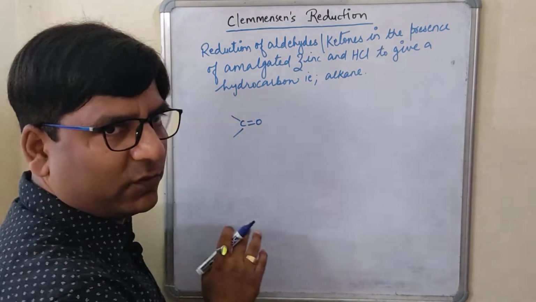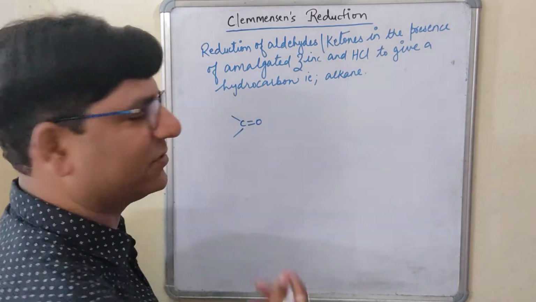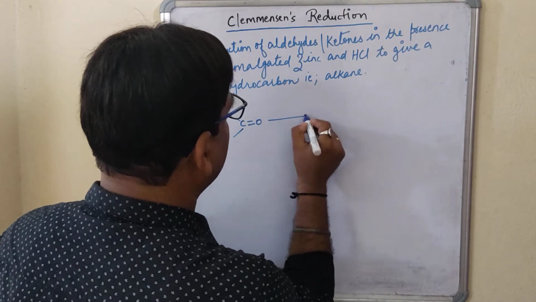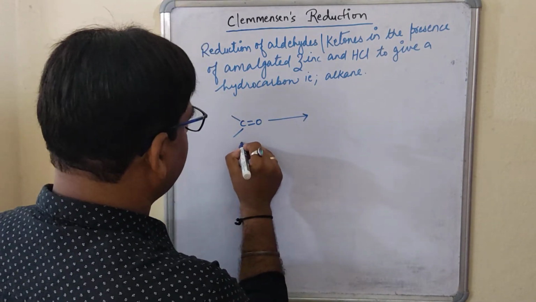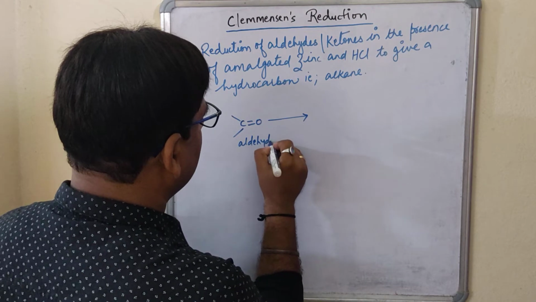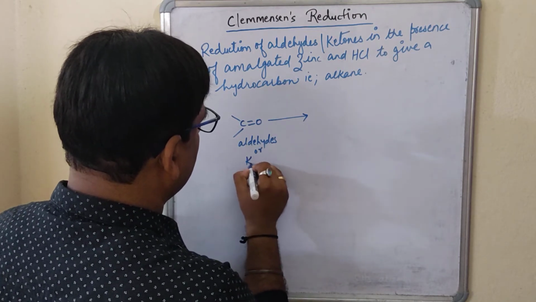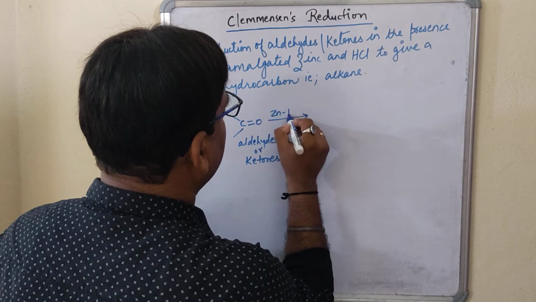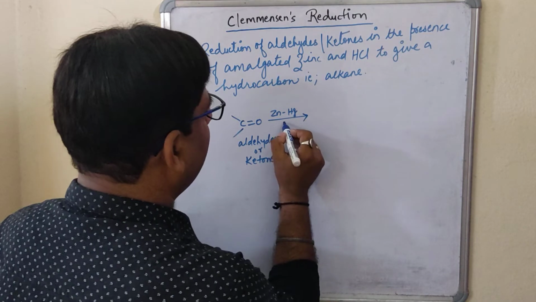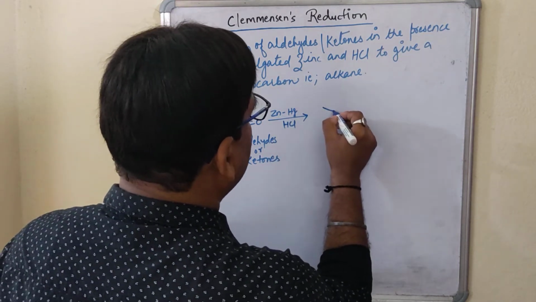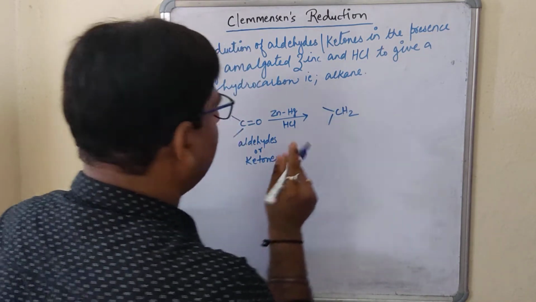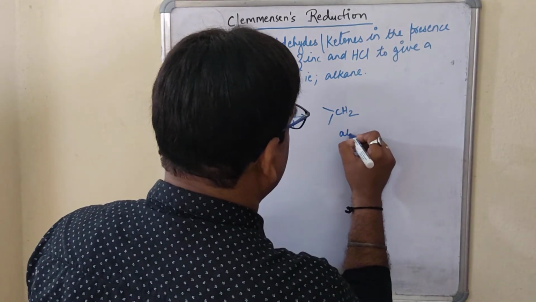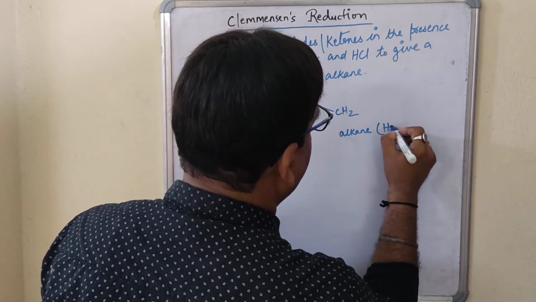So that depends on you, what you are taking, either the aldehyde or the ketone, because both will give you the alkane, right? Now this is the carbonyl functional group, aldehyde or ketones, in the presence of zinc amalgam, that is ZnHg and HCl, to give what? I can write like this, to give alkane. This is the alkane. Here you can write hydrocarbon.